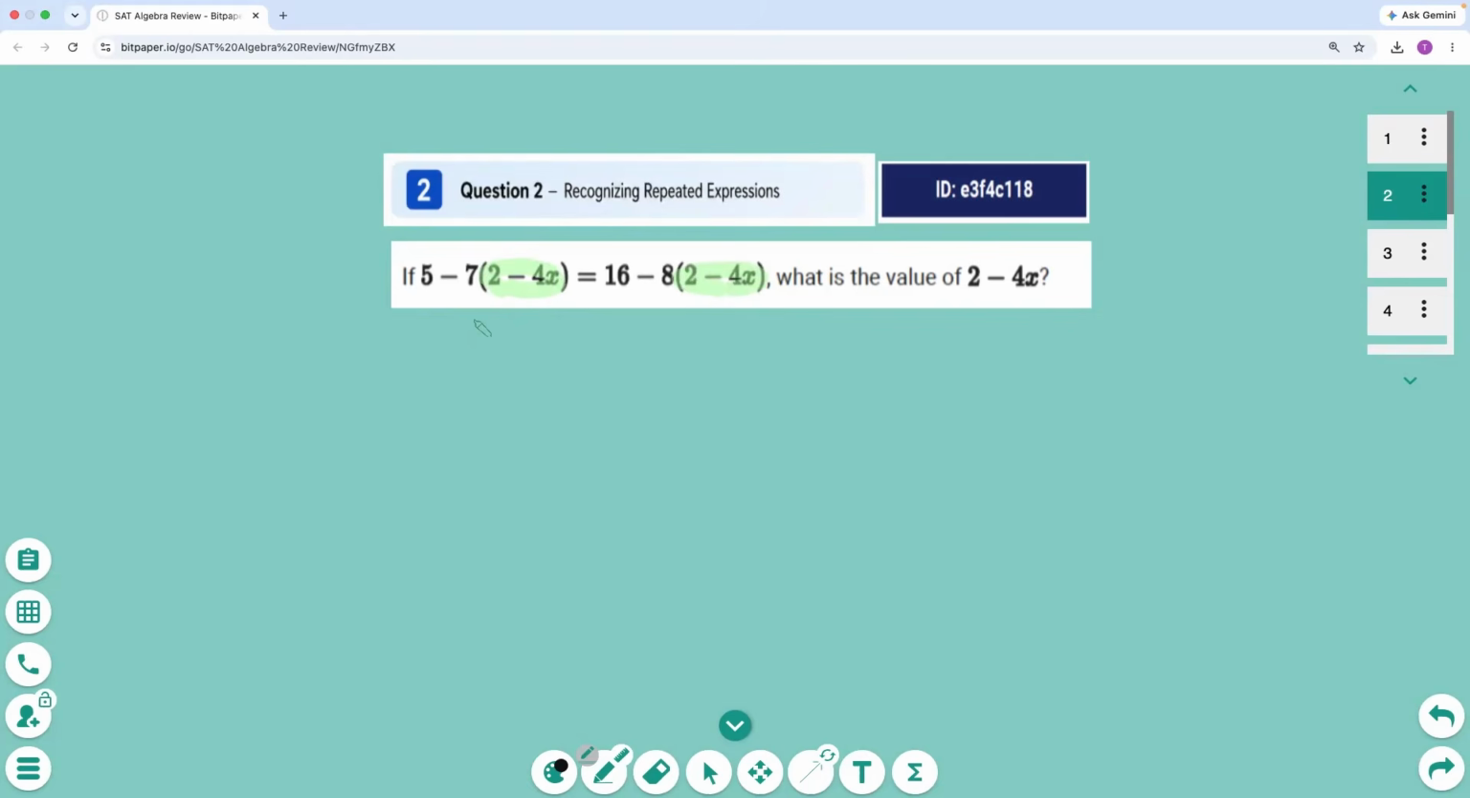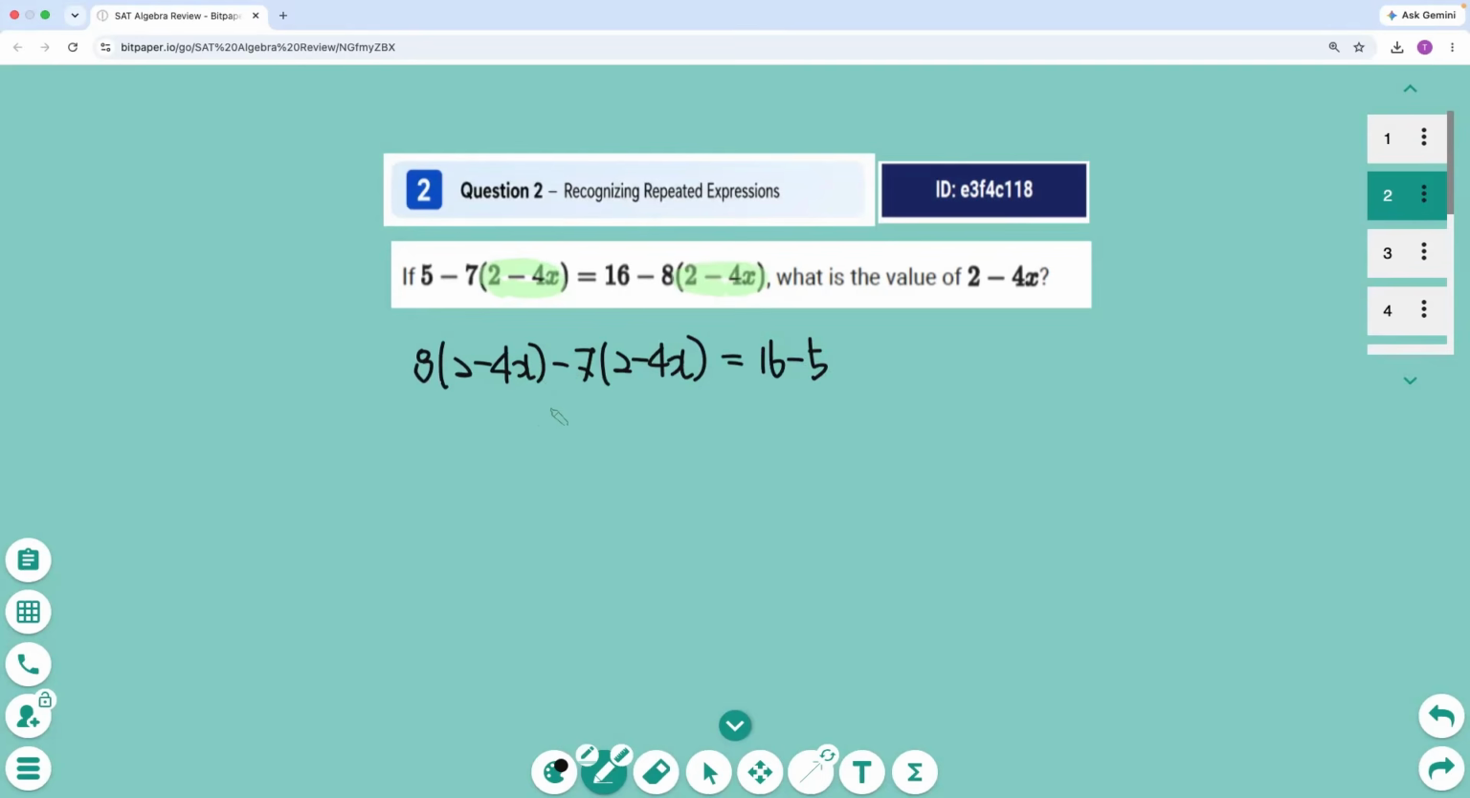Let's rearrange the equation. Let's move negative 8 times (2 minus 4x) to the left. So 8 times (2 minus 4x) minus 7 times (2 minus 4x). Let's move 5 to the right. So this gives us 16 minus 5.